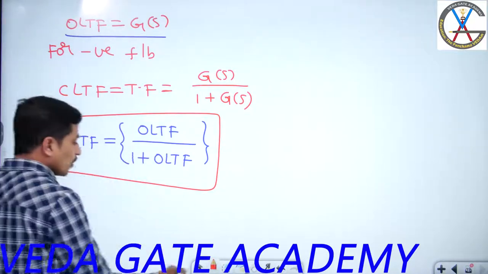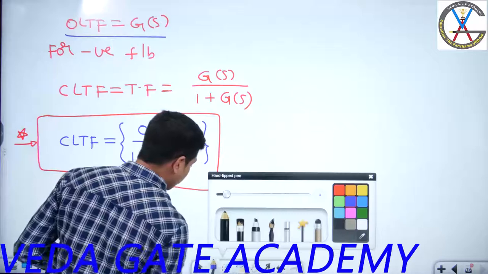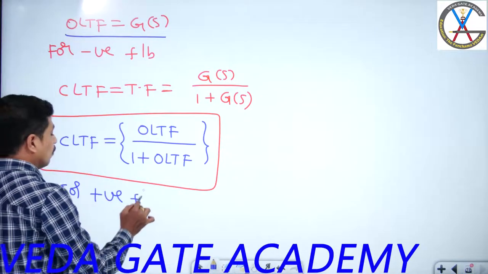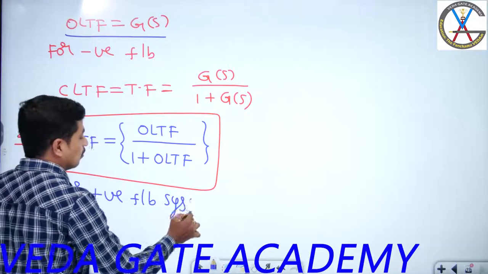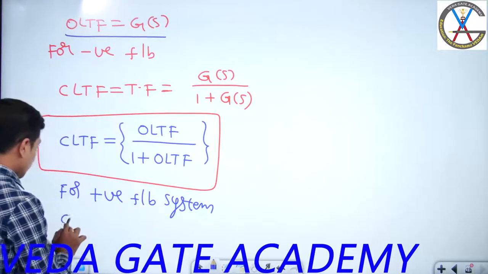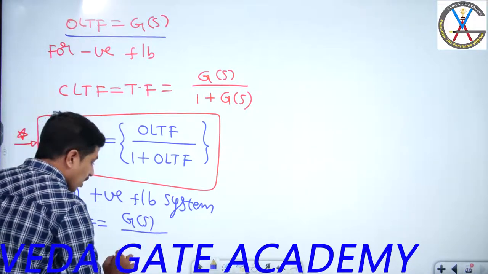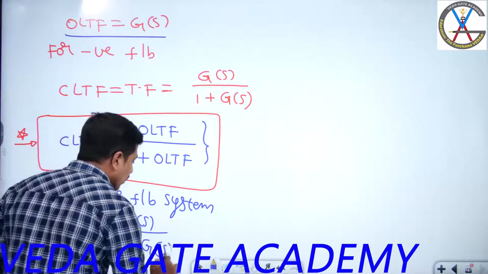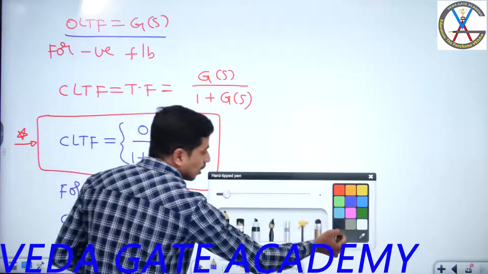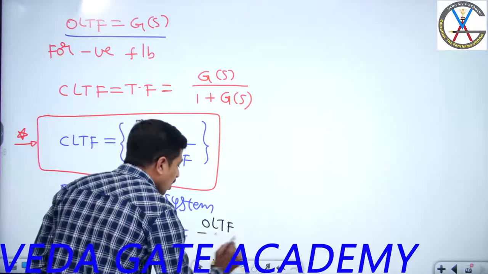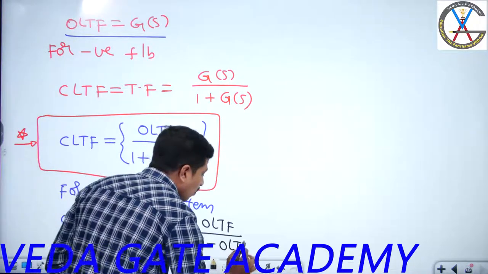Sir, if it is positive feedback, let me take the heading for positive feedback system. What is CLTF? CLTF is equal to G of S by 1 minus G of S. I can write it as, you have to tell, G of S is what? OLTF by 1 minus OLTF.